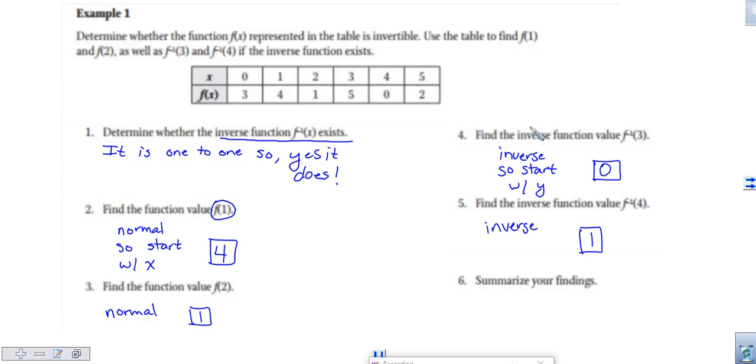Over here, question number 4, it says f inverse of 3. That means we're going to start with the y value, and wherever it's 3, so 3's here, we'll go up, and the answer is 0. Let's find the inverse again. We go to 4 on the inverse, and that goes to 1. Now you can summarize here what that means to you and what you need to say to yourself so that all that makes sense based on what we just did.